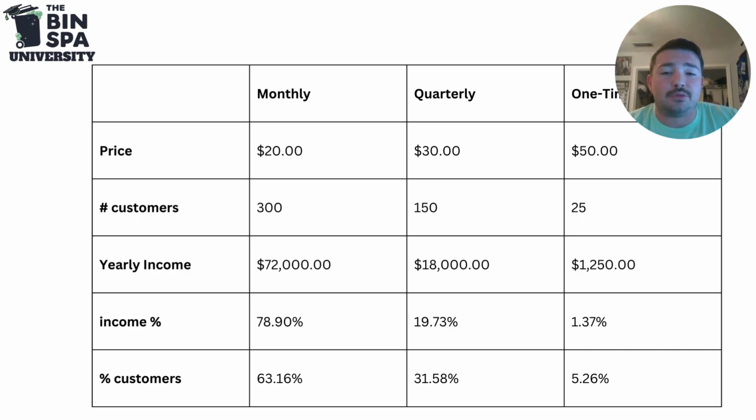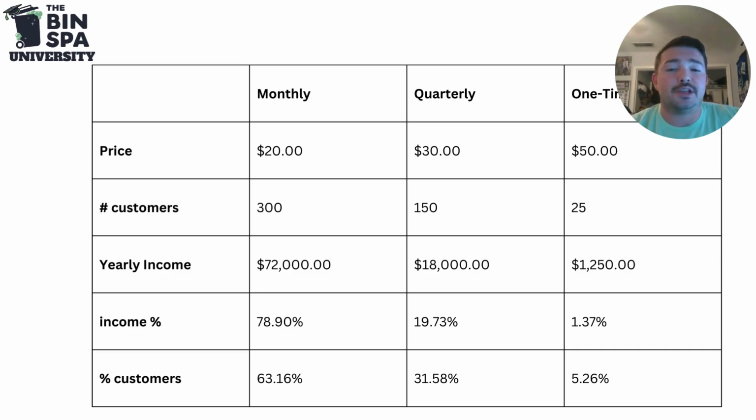The top 2 rows are the same, and that brings us to yearly income. You take the $20 a month times your 300 customers times 12, because there's 12 months in a year, and that brings you to $72,000 in revenue from your monthlies. You do the same thing for quarterly, but you multiply by 4 since there's 4 services in a year, and get $18,000. Then you brought in about $1,250 from your one-time cleanings. That's revenue, not profit. But we can use those numbers to understand our other numbers better.